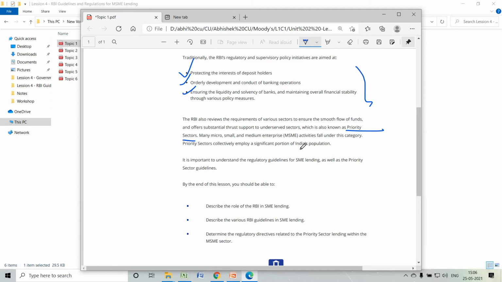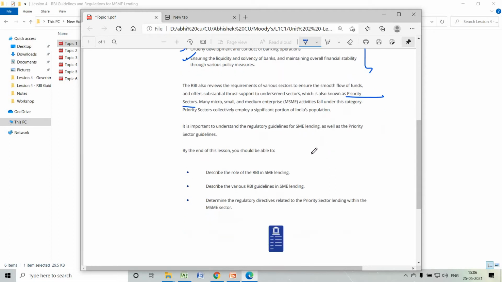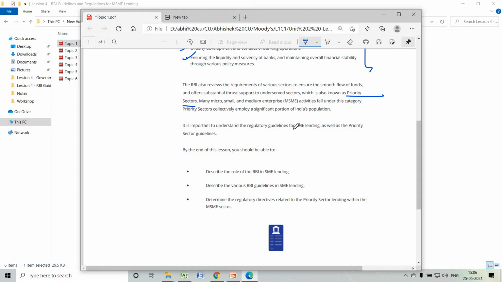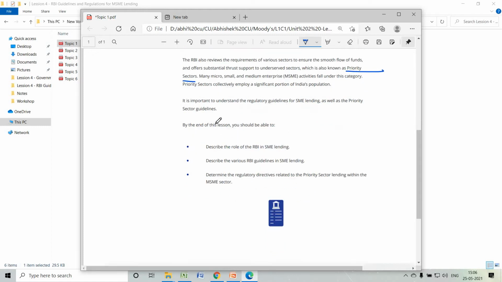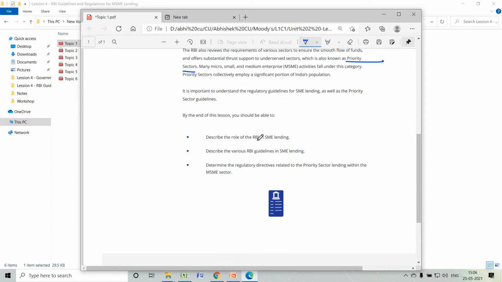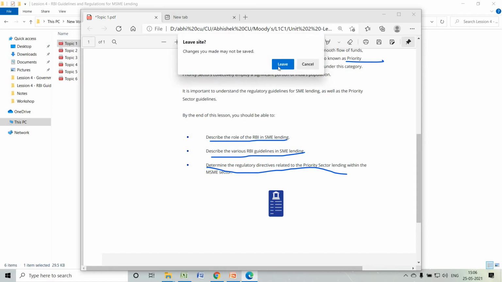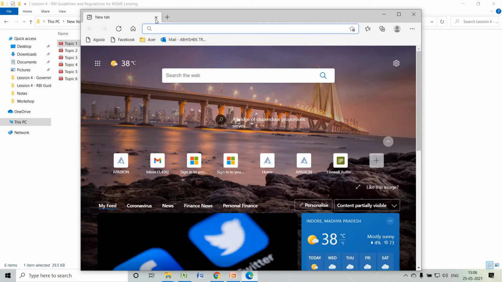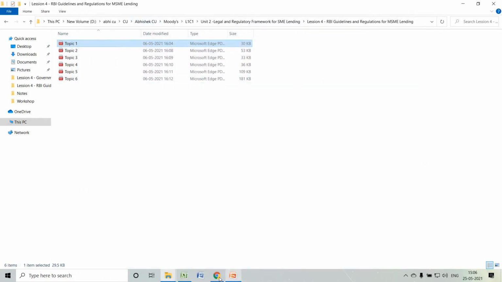Priority sectors collectively employ a significant portion of India's population. It is important to understand the regulatory guidelines for MSME lending as well as the priority sector guidelines. So by the end of this lesson, you should be able to describe the role of RBI in SME lending, describe various RBI guidelines in SME lending, and determine the regulatory directives related to priority sector lending with the MSME sector. So these are the things which we are going to study. Now let us understand another one. So this is the end of topic 1.